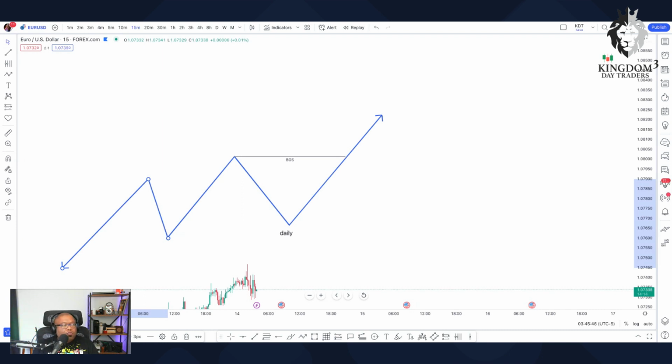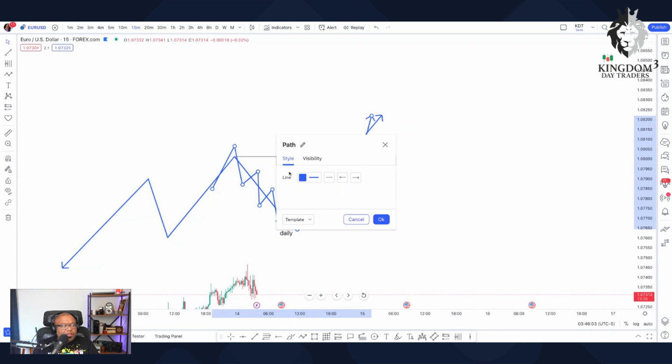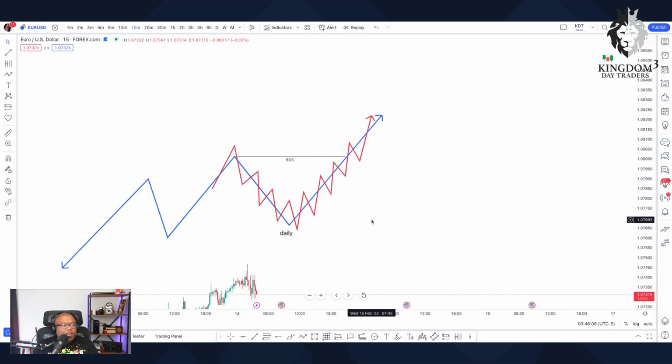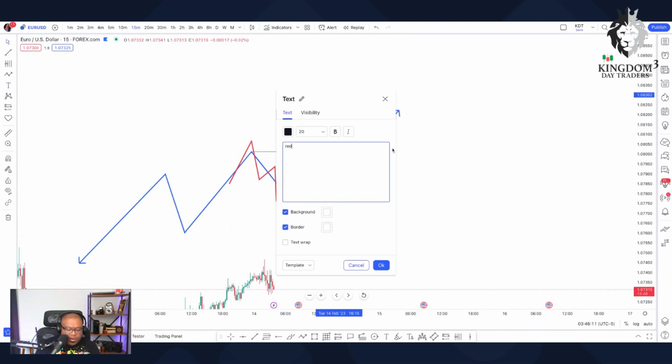So let's say that this overall trend in blue is a daily. If you've been trading for a while, you know that if you were to switch to a different time frame, this is what you'll see, right? And let's say that this particular color now, we're going to give it a different color, is red, and that is your 4 hour. So red equals H4 and blue equals daily.